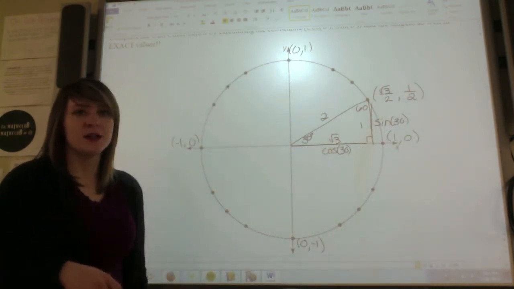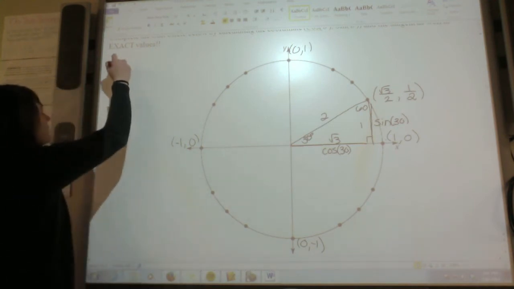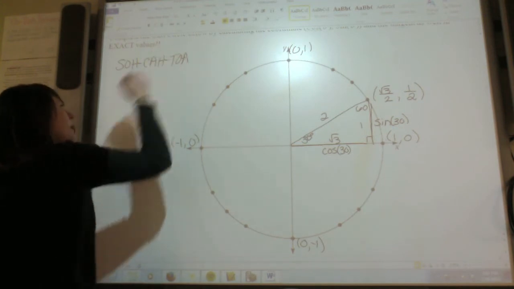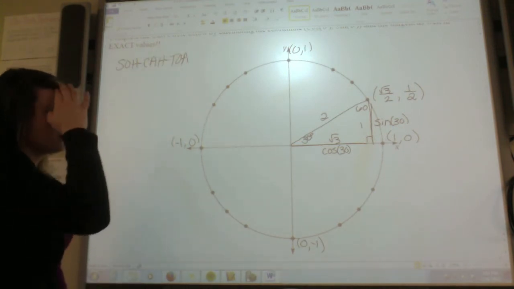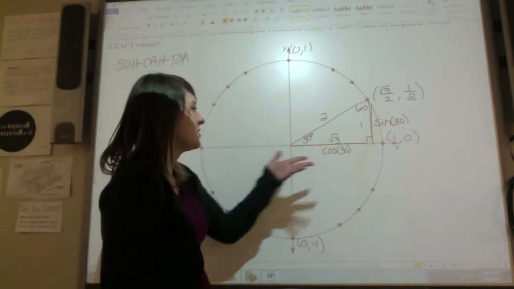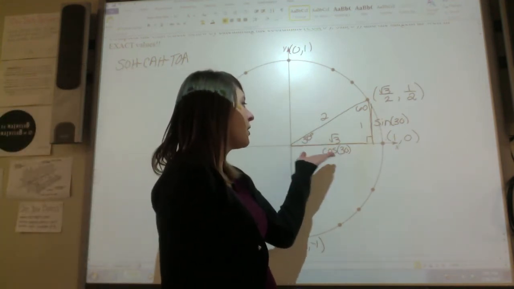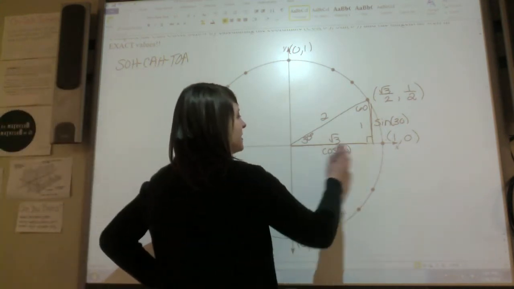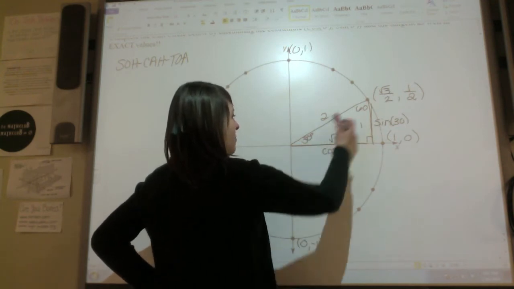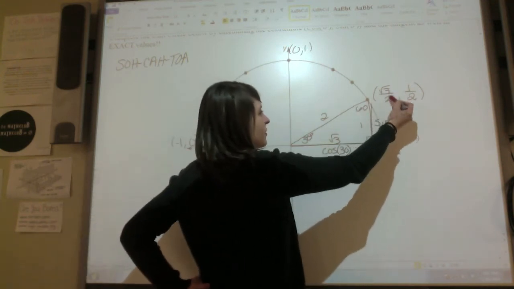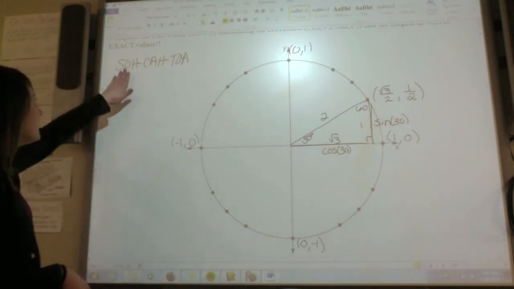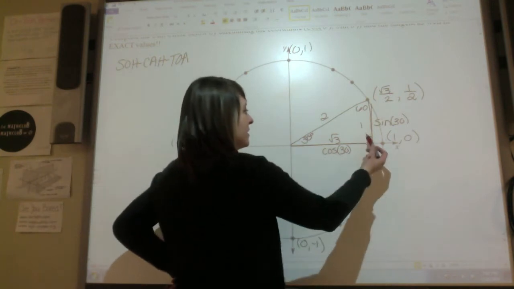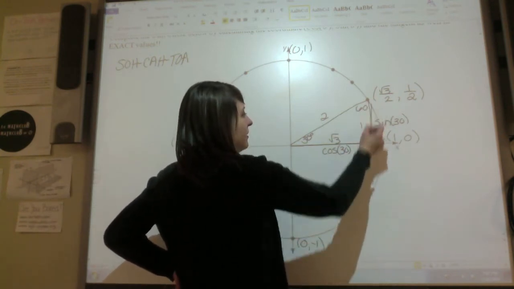Another way to think about it is using SOHCAHTOA. So if I want to find, let's just say, the cosine of 30, remember that cosine is adjacent over hypotenuse. So adjacent, which is square root 3, over the hypotenuse, which is 2, gives you square root 3 over 2. And sine is the opposite over the hypotenuse, so that is 1 over 2.